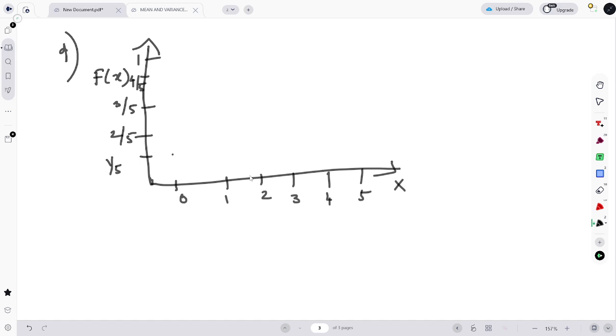So from 0 to 1 it is 1 by 5. Then there is a jump. Here also a jump. Then there is a jump. This became 1. So this is the step function graph of the CDF.